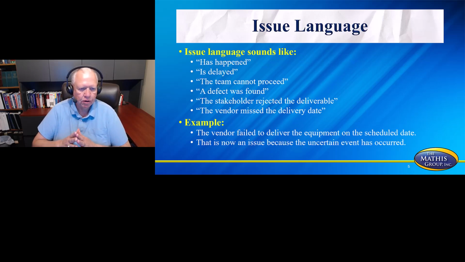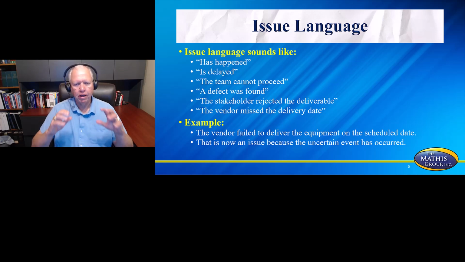Issue language sounds like this: something has happened, something is delayed, the team cannot proceed, a defect was found, the stakeholder rejected the deliverable, the vendor missed the delivery date. Notice how emphatic each of these are, that it's actually happening. So an example would be the vendor failed to deliver the equipment on the scheduled date. That is now an issue because the uncertain event has actually occurred.